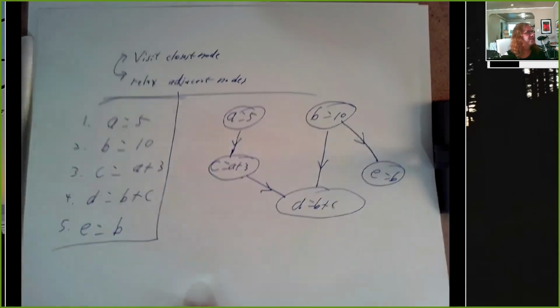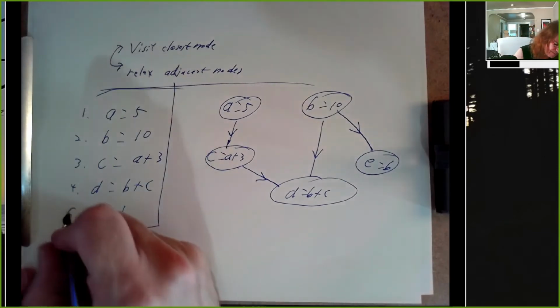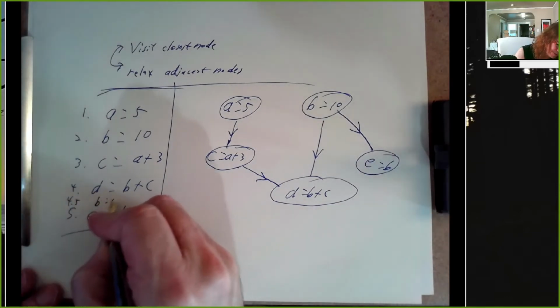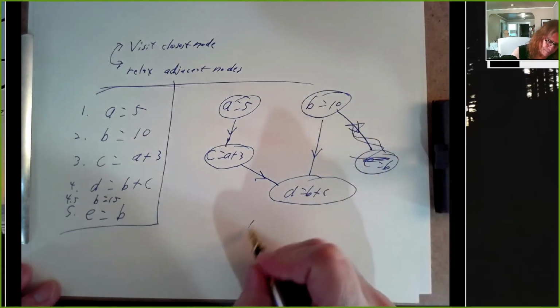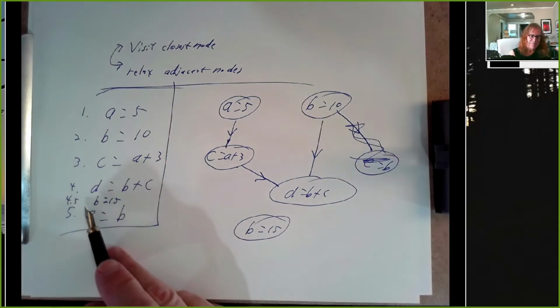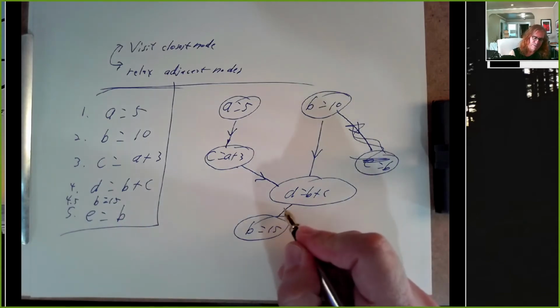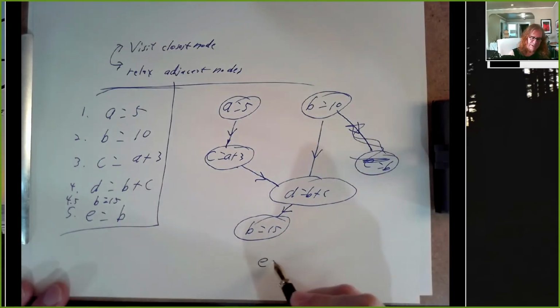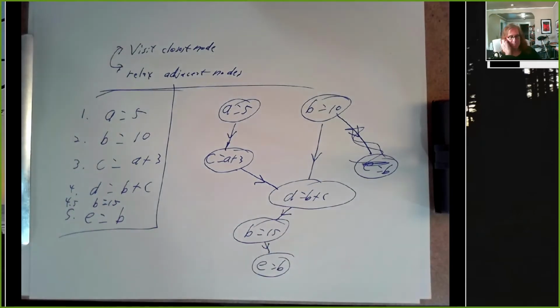What would happen if one of the letters changed value again, say B equals 15, between steps 4 and 5? So if we put in B equals 15, I would say B equals 15 cannot happen until step 4 finishes, because step 4 is using the previous value of B. So this would be dependent on that. And then this E equals B would be dependent on that. Does that make sense?